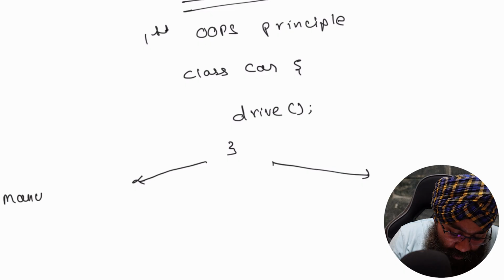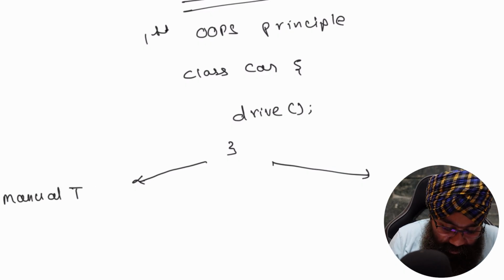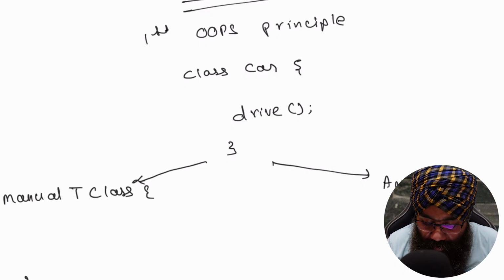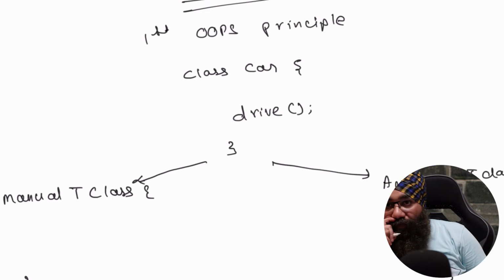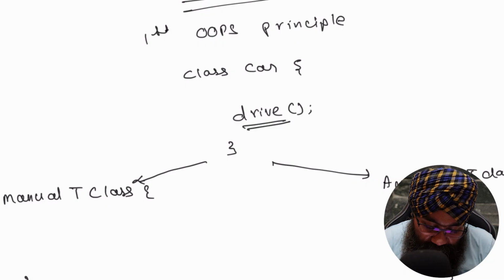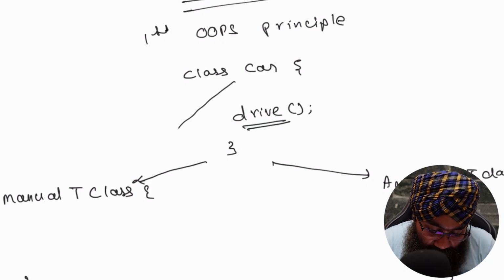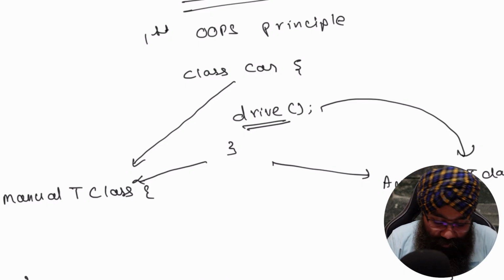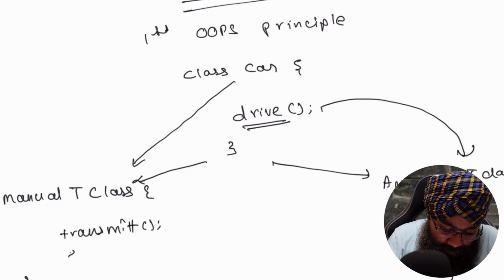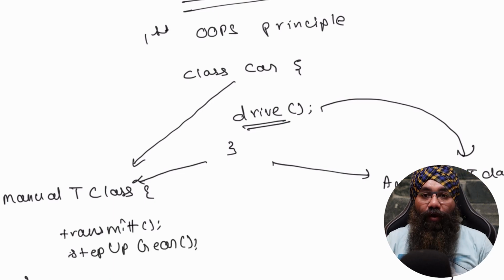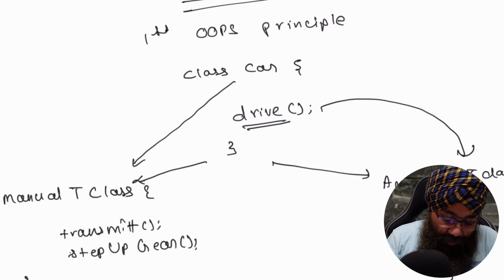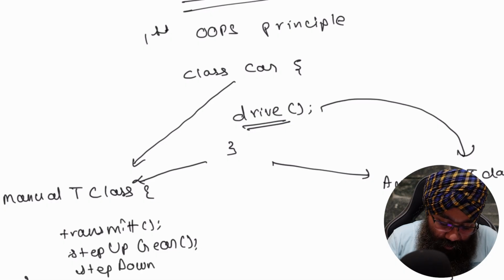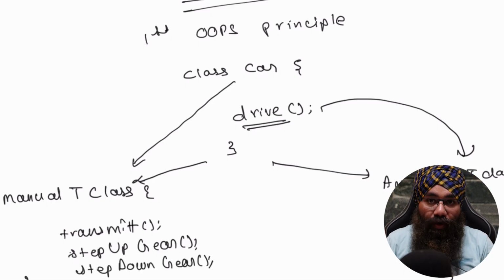This is the manual transmission class, and this one is the automatic transmission class. These two cars drive, so this drive functionality is inherited from the parent class to the child class. But they have some additional functionalities like transmit, step up gear, for example from 1 to 2, 2 to 3, and similarly step down gear from 4 to 3, 3 to 2, 2 to 1, like this.